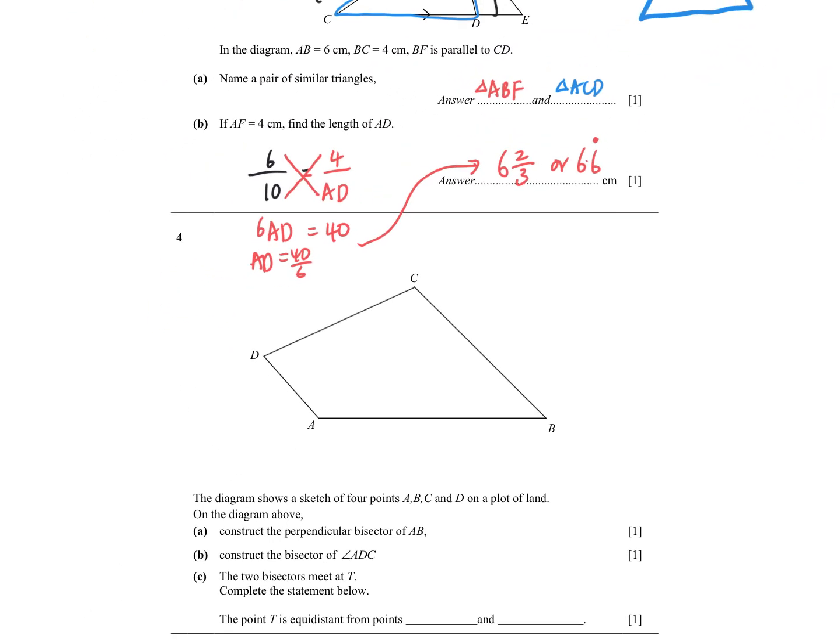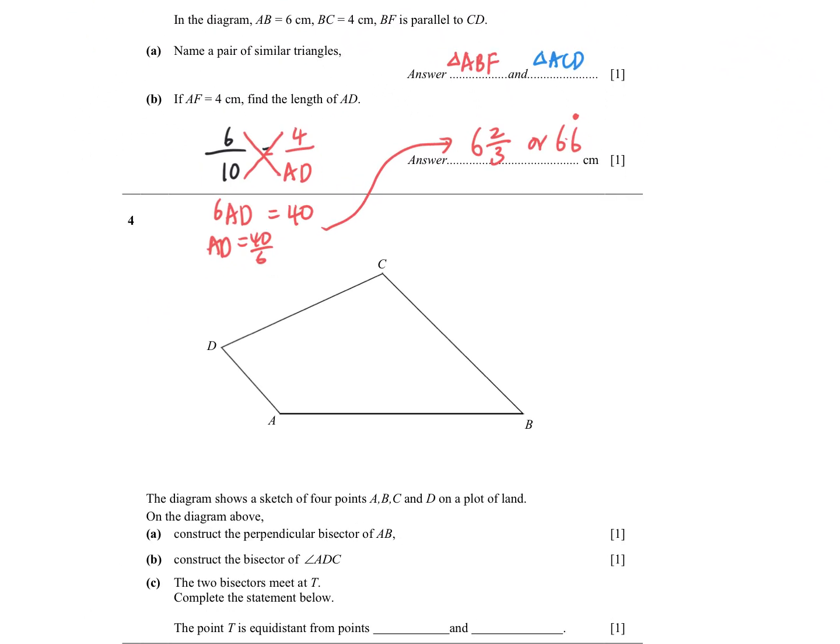Okay, next one, constructing perpendicular bisector. So same thing, they want you to cut this into half. So put your needle here and draw an arc. Put your needle here, draw the other arc, and then put your ruler through it.